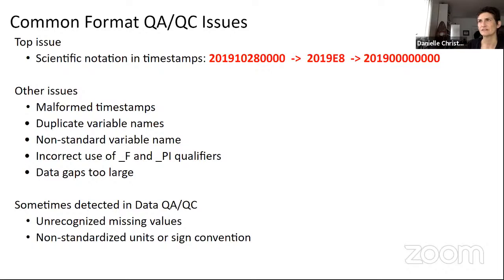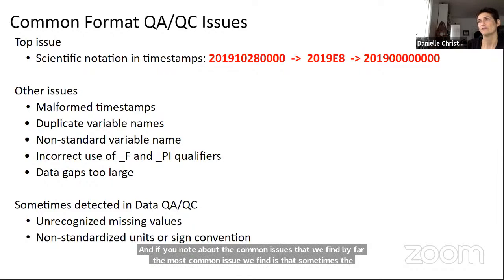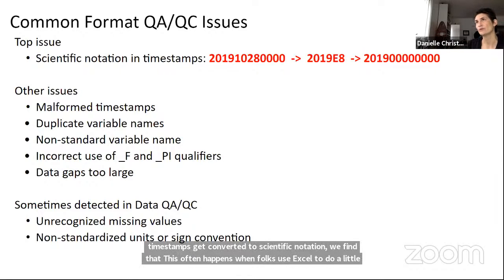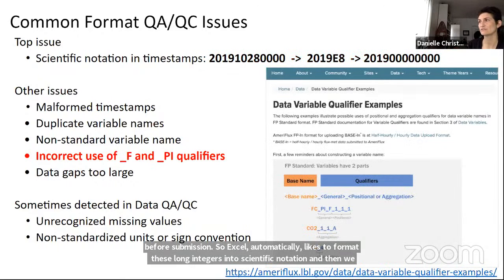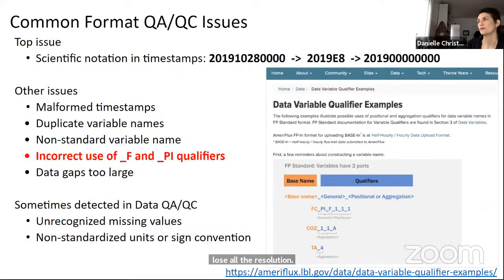Here's a list I'll let you browse through of other issues that we sometimes find. I'll also point out that the variable names that we showed earlier can be appended by several qualifiers. We have a resource online for you to get a lot more information about how to use those qualifiers correctly, including the gapfill and the PI qualifiers, as well as the positional qualifiers.